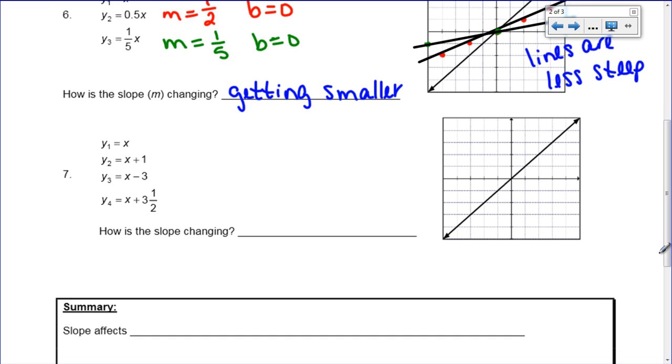So now look at number 7. My slopes are now not changing. I have a slope of 1, a slope of 1, a slope of 1, a slope of 1. But what does change is the y-intercept. Your linear parent function, y equals x, is already graphed.